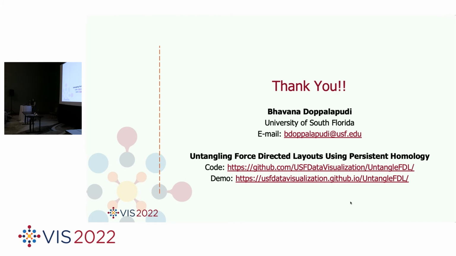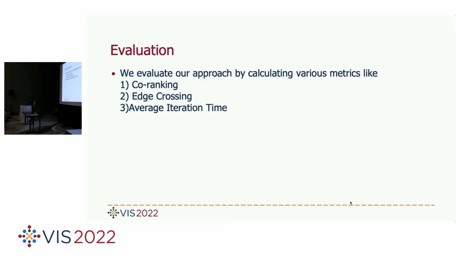In the paper, you write a little bit about evaluating your layouts. Can you elaborate a little bit on that? Yeah, we evaluated our approach by calculating metrics such as co-ranking, edge crossing, and average iteration time. And those metrics show that our approach performs better when compared to the random approach used by D3.